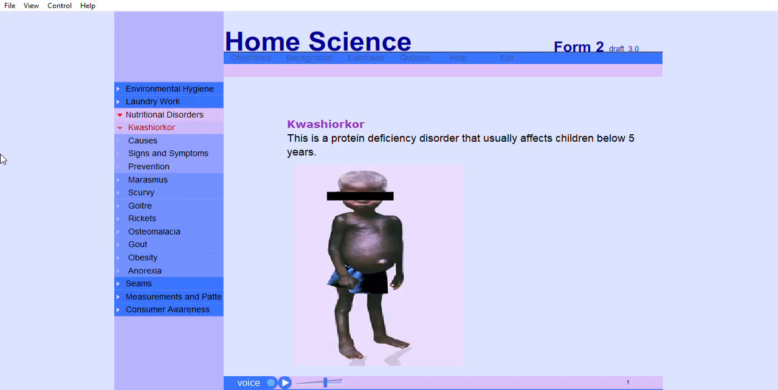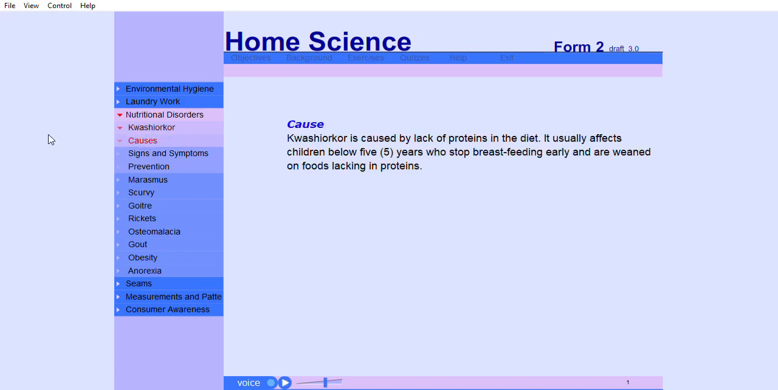This is a protein deficiency disorder that usually affects children below 5 years. Kwashiorkor is caused by lack of proteins in the diet. It usually affects children below 5 who stop breastfeeding early and are weaned on foods lacking in proteins.